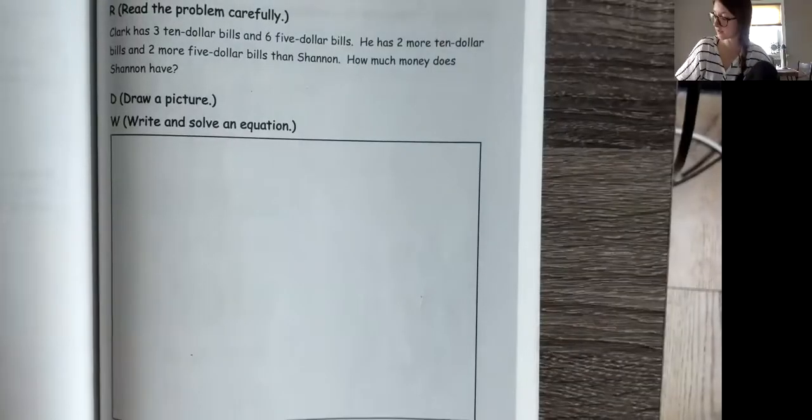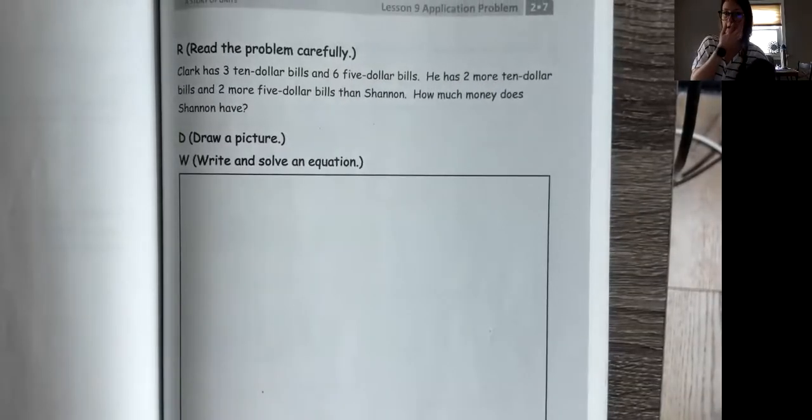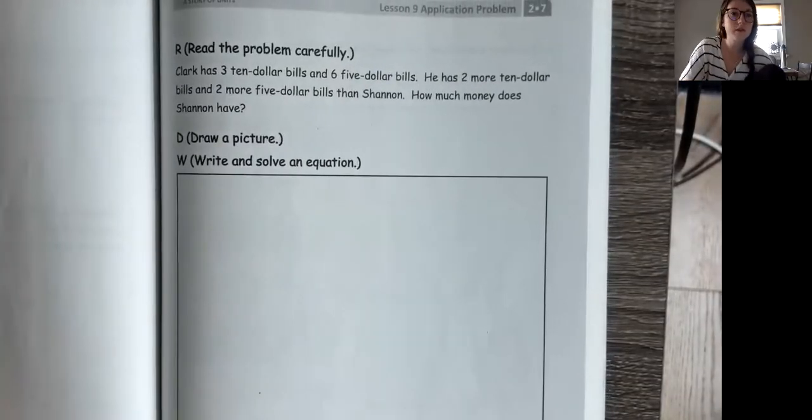Hey friends, we're going to go over our application problem for today. We are on lesson 9 application problems, so that is page 187 in our math workbooks. So let's look at our problem.